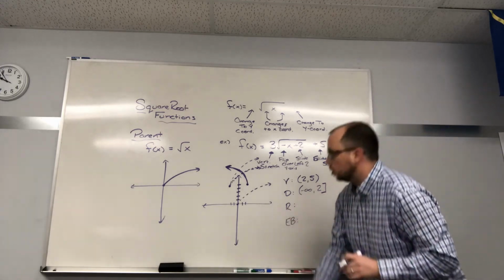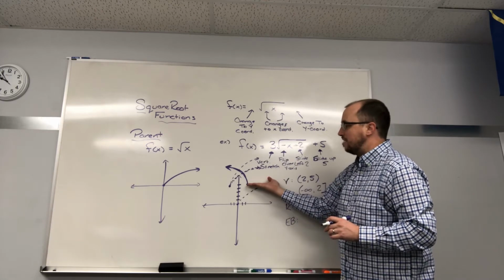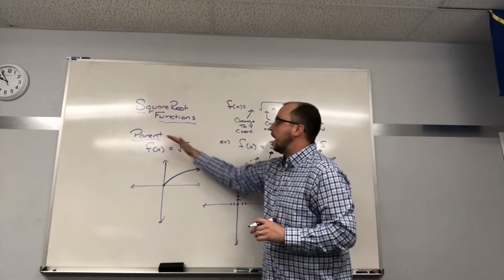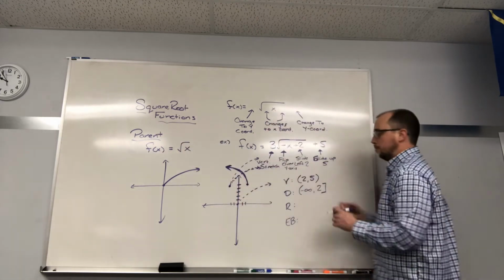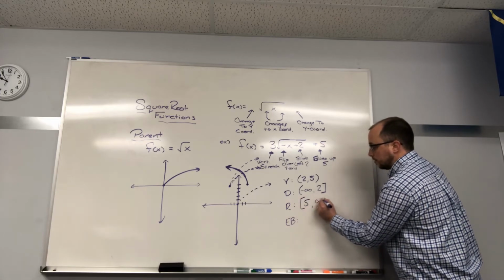For range, we always go lowest to highest. The lowest this will ever be is right here at 5. The highest, it's going up. Even though it's mainly going to the left, it is still going up. Okay, so it's going from 5 is the lowest, all the way up towards +infinity.